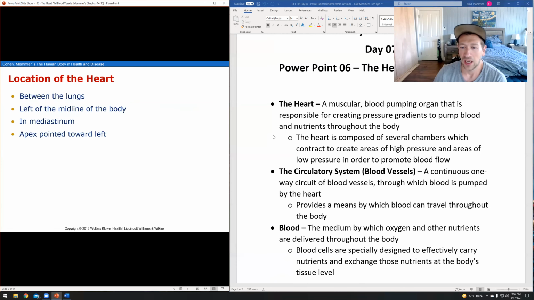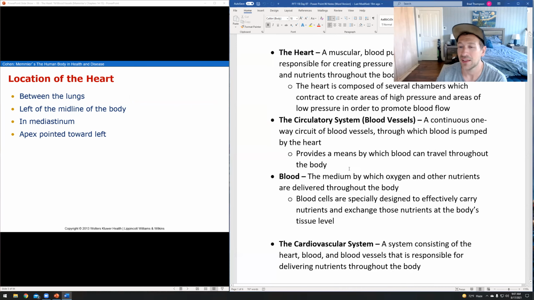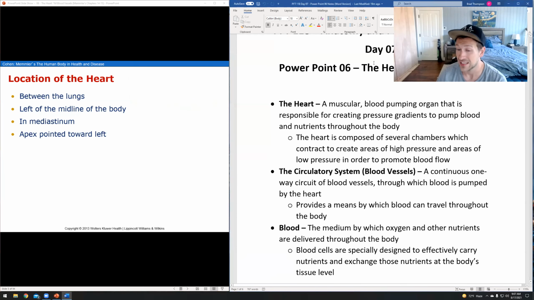So the three pieces here for our cardiovascular system are going to be the heart, which, like I said, is this blood pumping organ that's responsible for creating pressure gradients, and that's going to pump blood and other nutrients throughout the body. There's also a lot of water in your blood and things like that. It has several chambers that create areas of high pressure and areas of low pressure. Those chambers are where blood fills, and then the valves either open up or close down, and that creates pressure and allows it to shoot out of there.